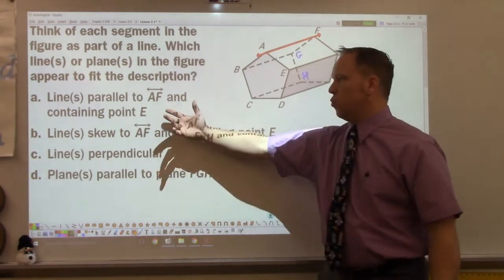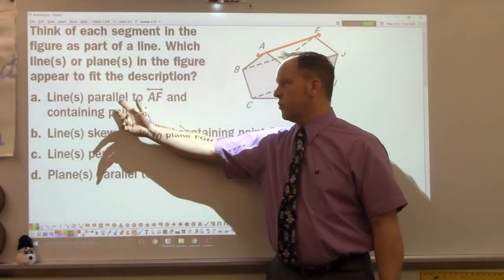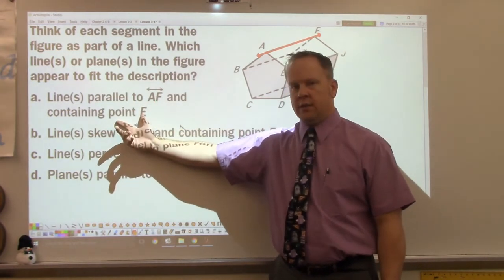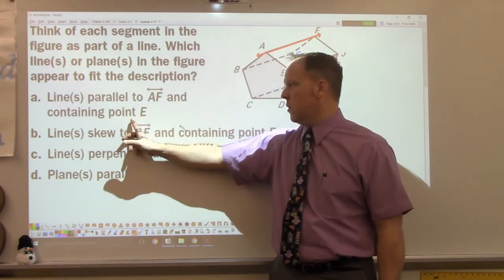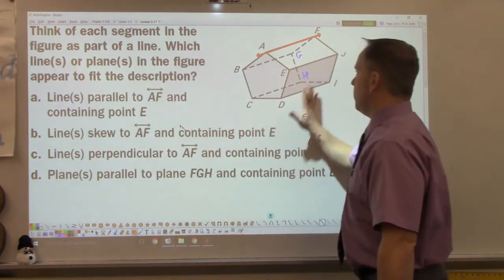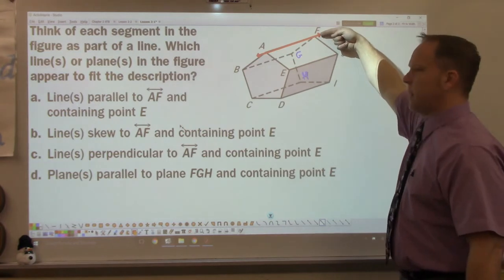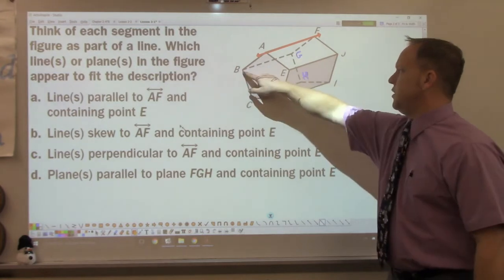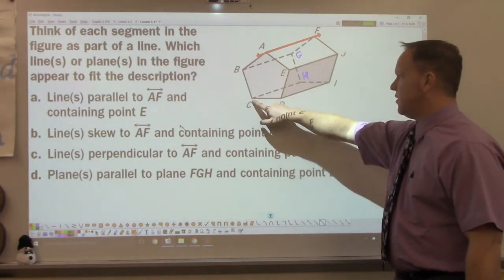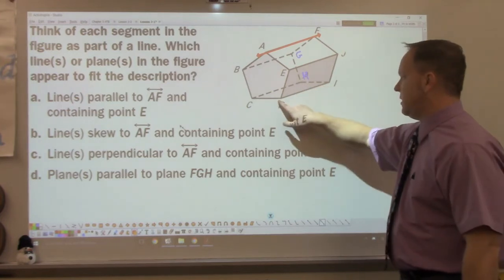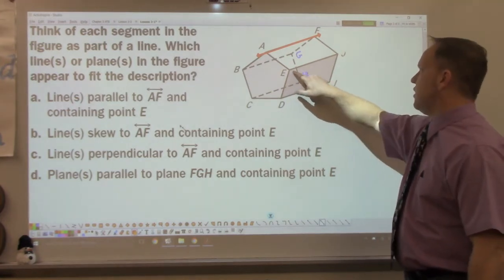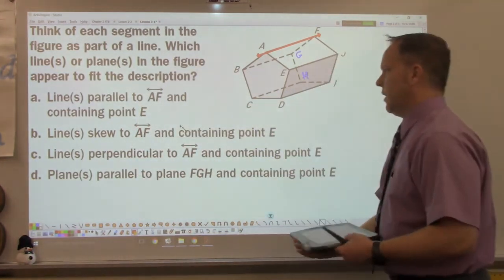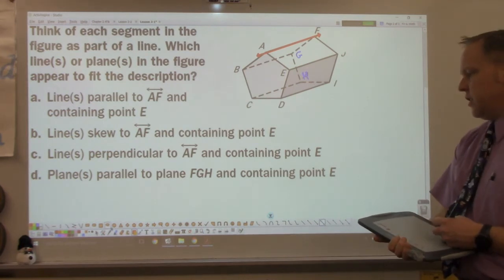Now, letter A: which line appears to be parallel to AF and contains point E? There's multiple lines that are parallel to AF, but they only want the one that contains point E. So if I'm looking at my diagram, notice AF is coming from the back to the front. So what other segments do that? Well, BG is parallel to it, CH is parallel to it, DI is parallel to it, and EJ is parallel to it. But again, they only wanted the one that contains point E. So my answer for letter A is line EJ.